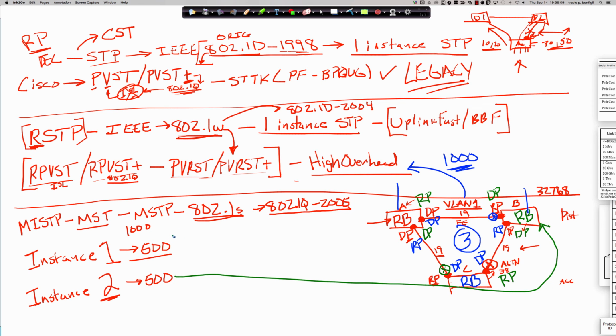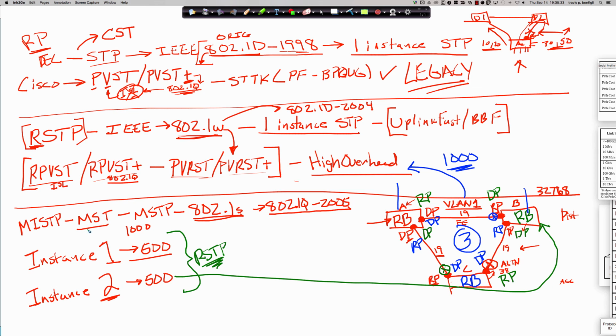And remember in class I commented, so here's the dirty little secret: multiple spanning tree is really running rapid spanning tree protocol behind the curtain. This is the spanning tree protocol that's really running under multiple spanning tree. It is rapid spanning tree protocol.